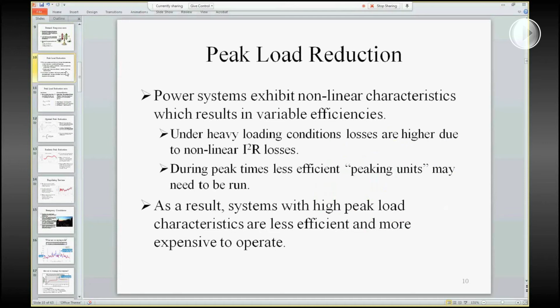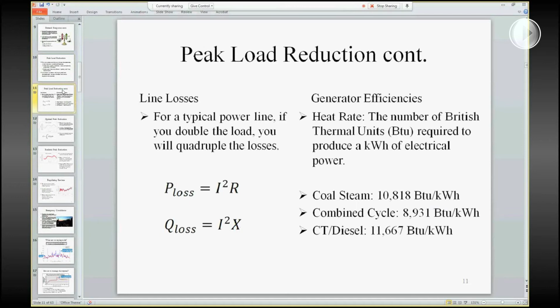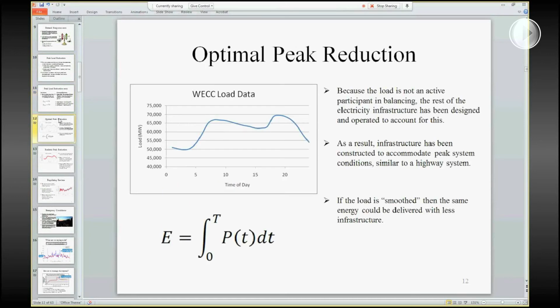Some of these are fairly intuitive, but we'll go through them really quickly. Peak load reduction: we're obviously a very nonlinear system here, so if we can reduce the peak load, we can greatly reduce our I squared R losses and try to reduce the use of less efficient peaker units. So we're looking at a number of ways to try these peak load reductions. I think everyone knows these types of things. I'll skip over a couple of these here.